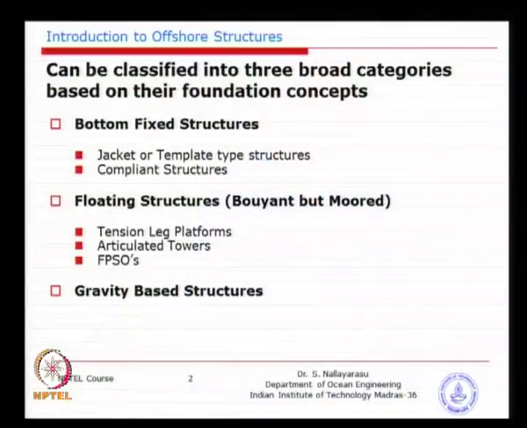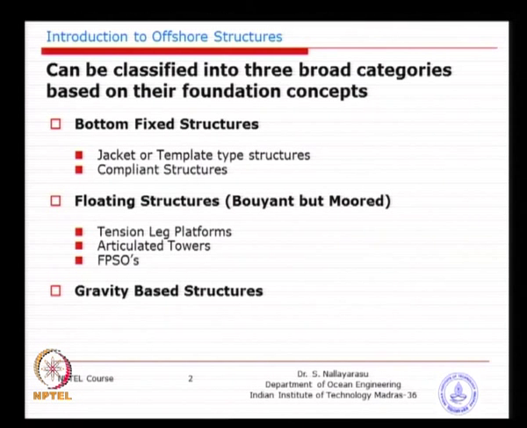So, the structures can be classified into bottom fixed structures, meaning the structures are fabricated, installed and fixed to the ground by pile foundations or other forms of foundations. So, you have jacket or template type structures, compliant structures. We will see the difference between the idea behind jacket structures and compliant towers. The second class will be floating structures, where the load transfer is by means of buoyancy. So, there is no foundation except for mooring lines.